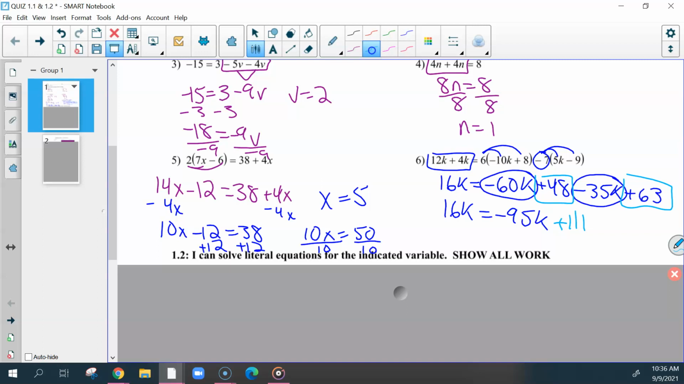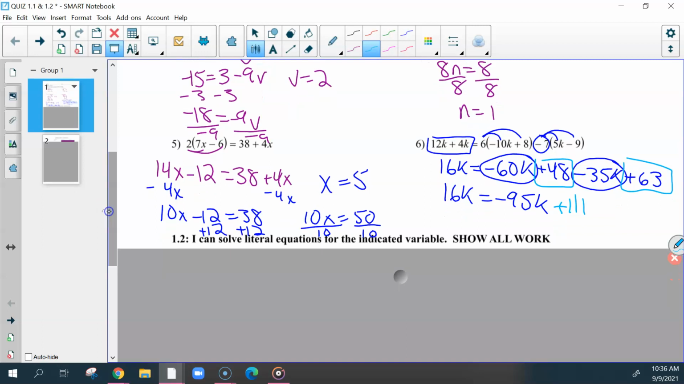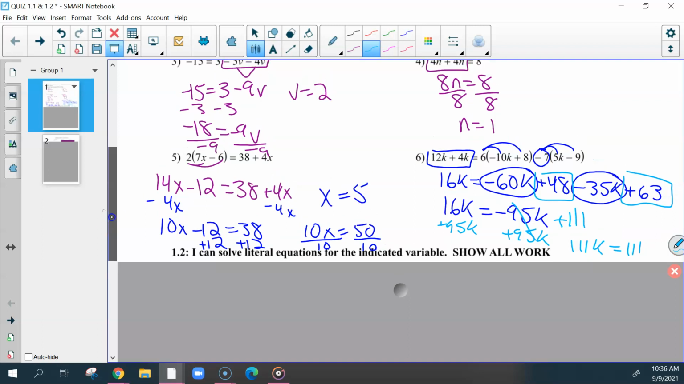I have k's on both sides, so I need to move my k's over. So I could add 95k to both sides. This would give me 111k. And then I would need to divide both sides by 111 to get k equals 1.